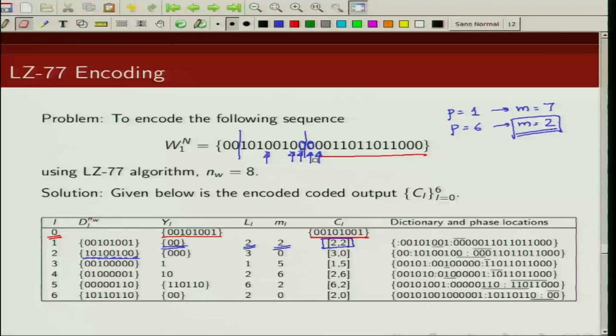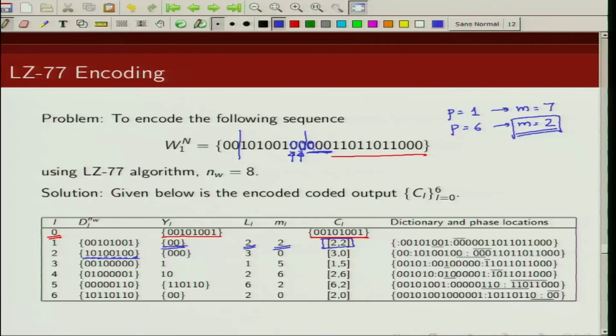Okay, so if you look at it, there is a match of 0, 0. What about 0, 0, 0? Now at this location this is 0, 0, 1, so this is not a match. But what about this? At this location it is 0, 0, 0. Similarly at this location this is 0, 0, 0. So there is a match of 0, 0, 0.